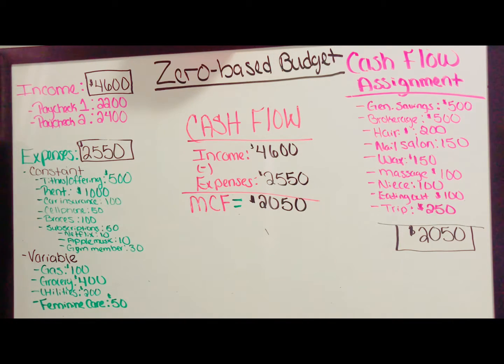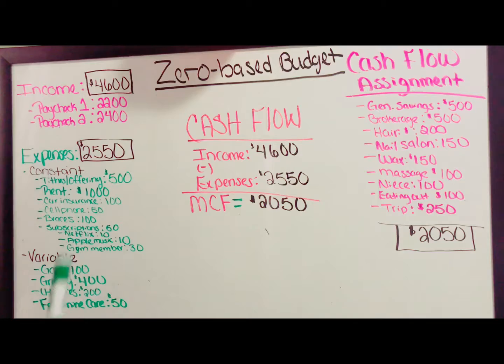Like, I personally don't pay car insurance. My mom still pays my car insurance. So for me, I won't have that. So every budget has to be tailored to you. So printing off some of these budgets online doesn't always work. Just saying. So now we know exactly how much we spend.